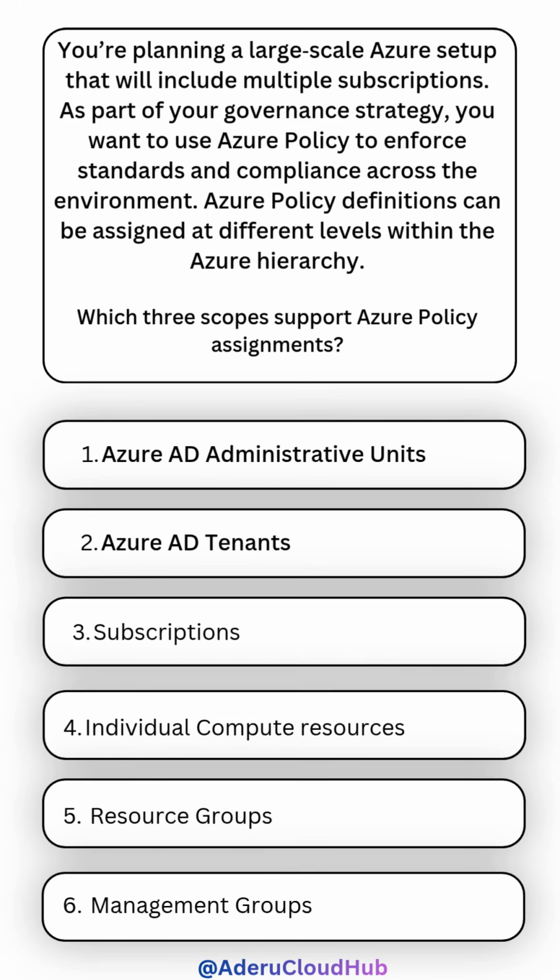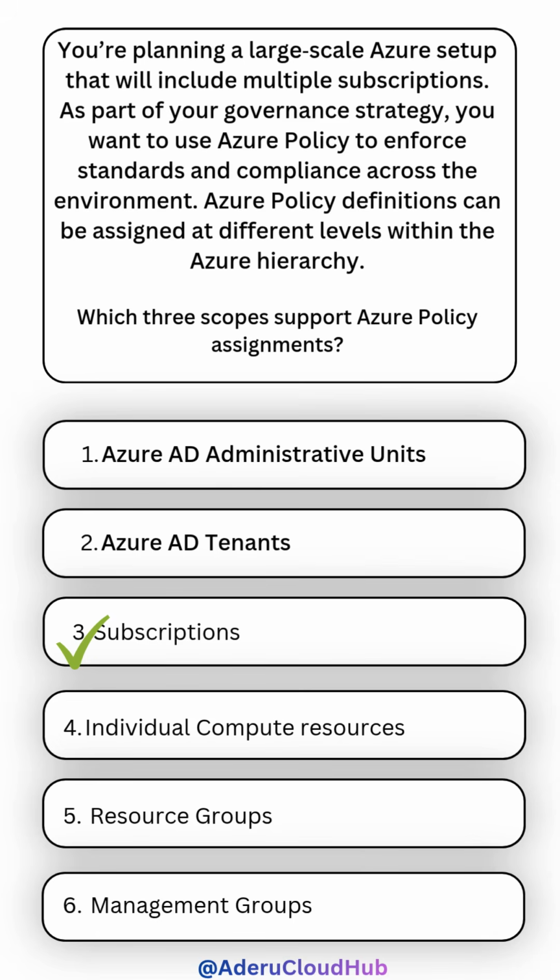The third one is the subscription. This is where we create and manage the Azure resources. This is a valid scope to apply Azure Policy. The next one is individual compute resources. Azure Policy does not support applying directly at the resource level. This is also not a valid scope.